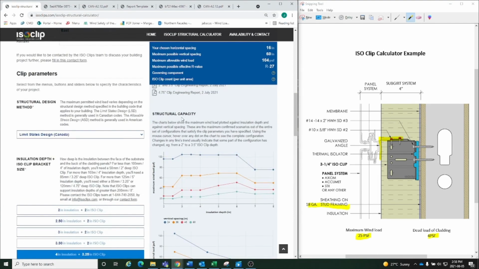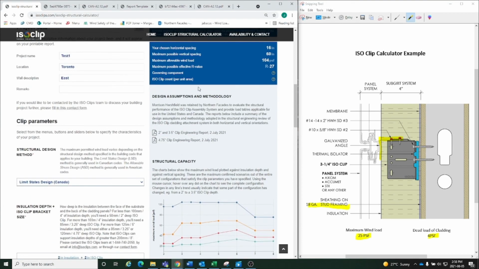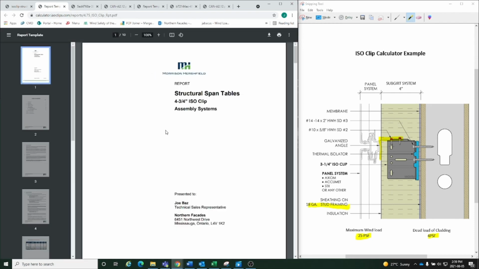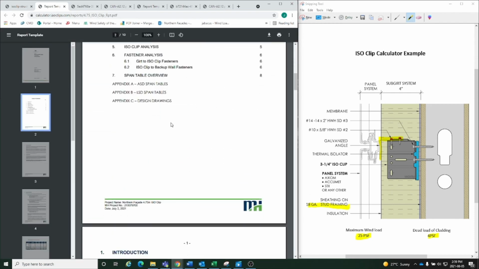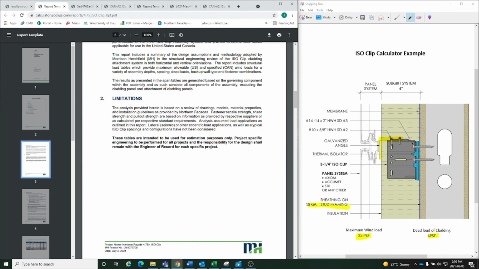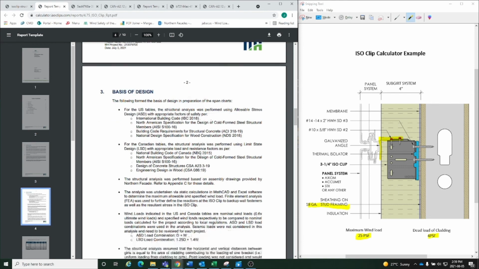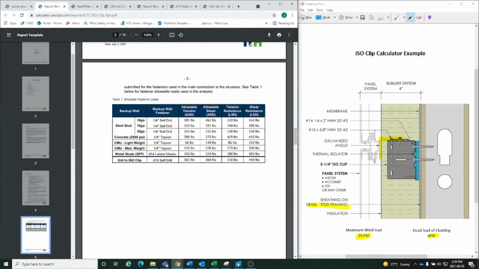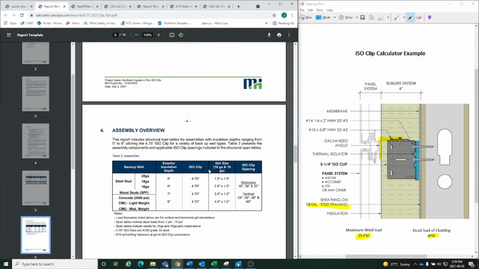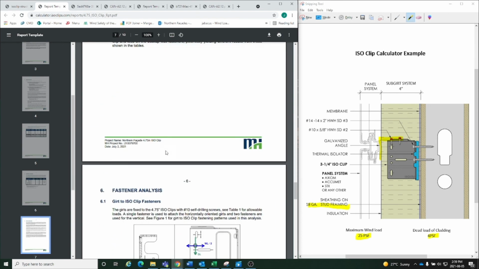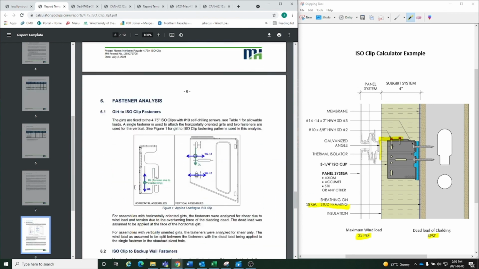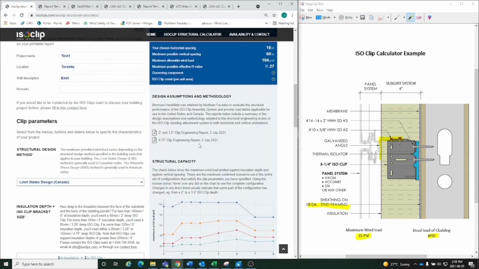Finally, if you're an engineer or someone that's just interested in how we're getting the results shown in this calculator, we do have design assumptions and methodology reports. So if we just open this up, it will have a report on how we achieved the maximum wind load and what assumptions were made, what limitations were provided, the basis of design, the fastener values that we're using, the assembly overview, isoclip analysis, and the fastener analysis. So you can review this report if you're curious how we are getting these results.